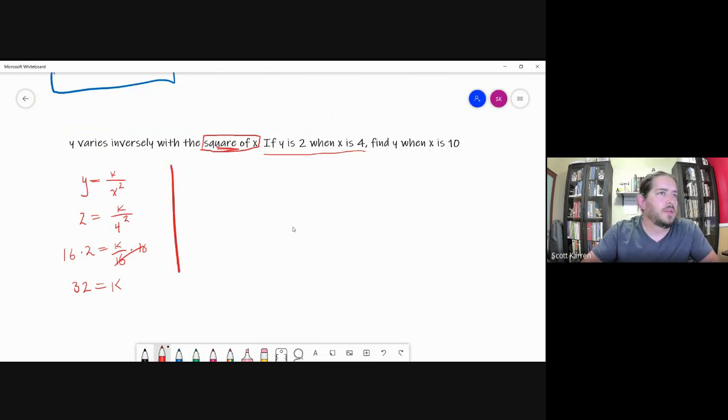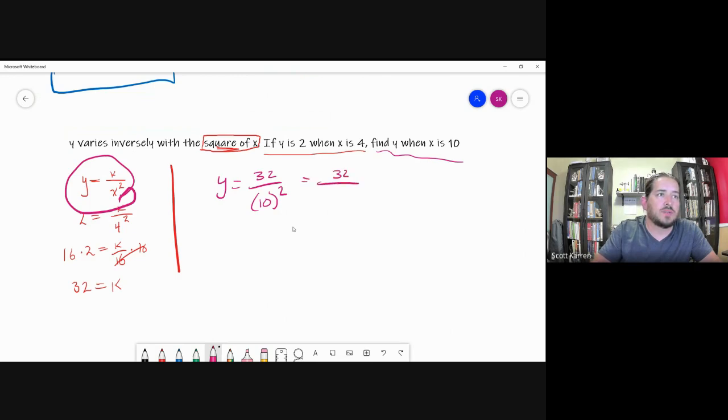And I want to find y when x is 10. So y equals that k, which was 32, over 10 squared, right? Don't forget that your initial function has a square in the denominator. So it's 32 over 10 squared. That is 32 over 100, or 0.32.